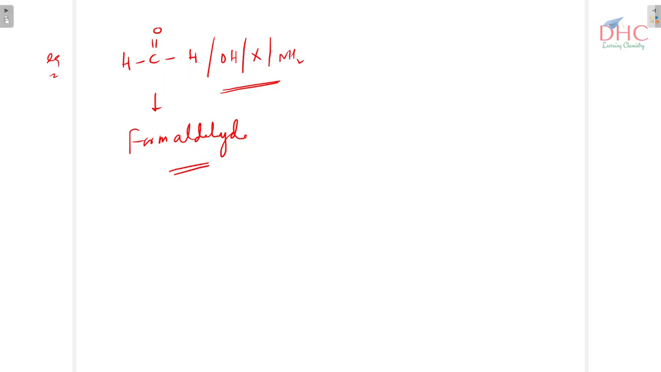Now if you have the same compound, but instead of this H you have OH over here, then it becomes HC double bond OH. This is the carboxylic acid group. Then you have the suffix as ic acid. There's only 1 carbon atom in it, so it is formic acid. So formic acid is the name of this compound.